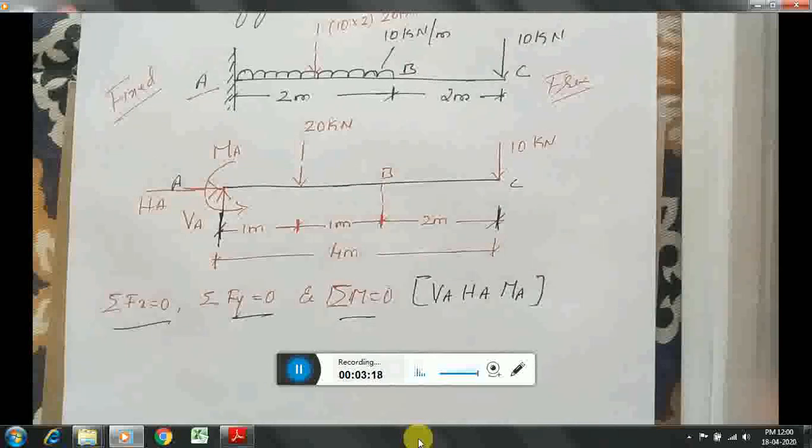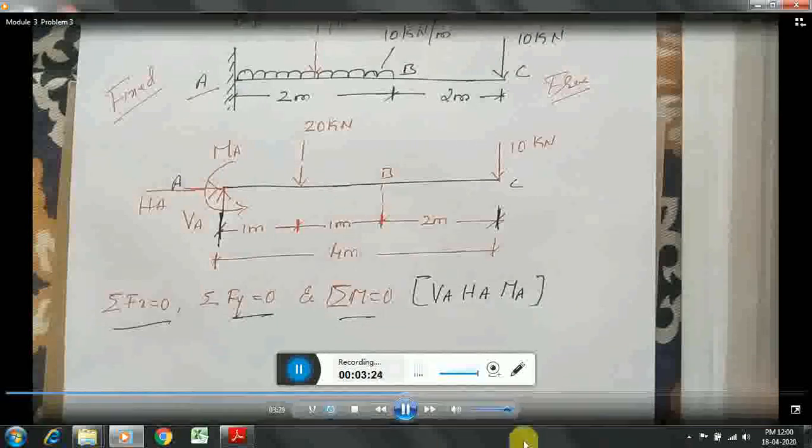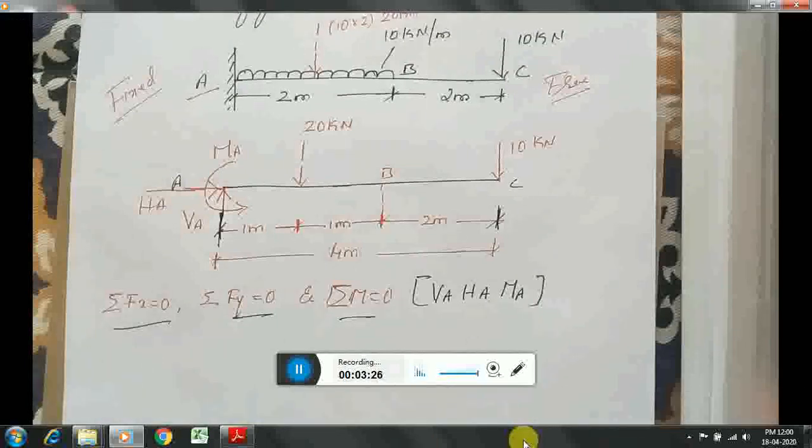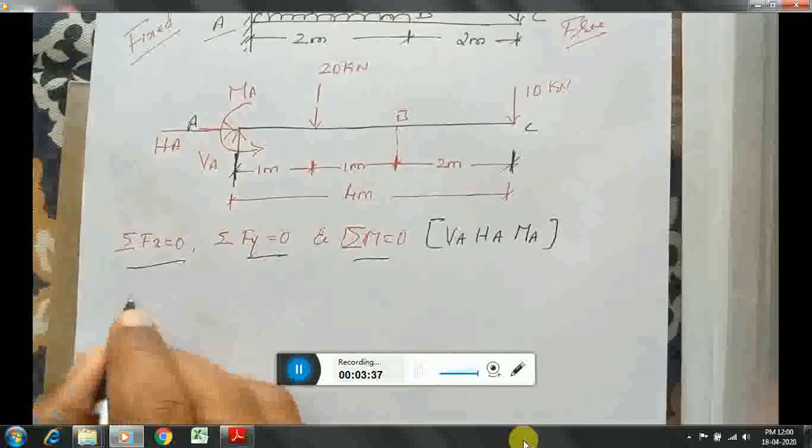As I explained in the earlier videos also, for our portion we have only statically determinate beams. That means the beam can be simply supported, single overhanging, double overhanging, or a cantilever beam. That is all for our syllabus now. Now I will apply the equilibrium conditions one by one.